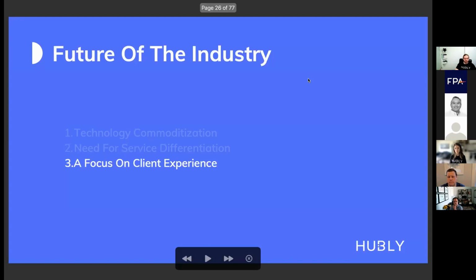And that brings me to the last trend in the future of the industry, which is that there's technology commoditization happening, which is driving a need for service differentiation. Ultimately, we really need to focus on that client experience that we're delivering. And we need to make it as simple and easy for customers to buy our services.